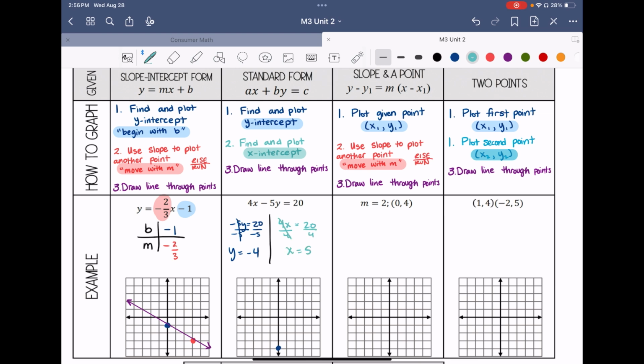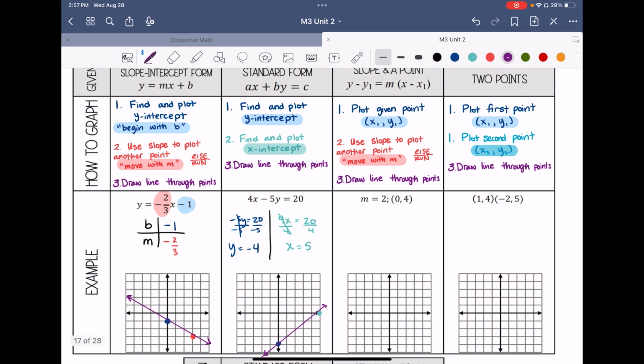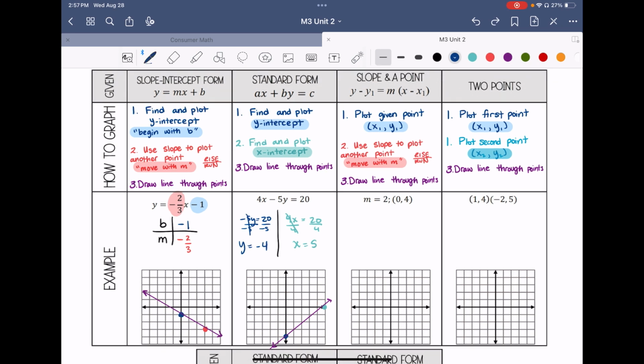So I go to 5, 0, and draw a point. And just as I did before, I'm going to connect my 2 points, always making sure that we extend through the entire graph. All right, given a slope and a point, all I have to do is start with my point 0, 4 and graph 0, 4.